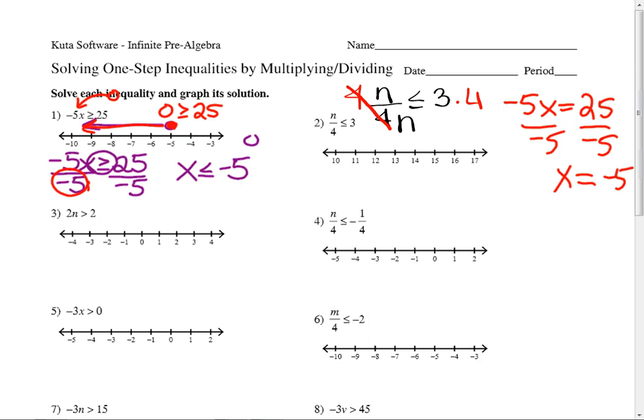Let's find the boundary: equals 12. Do I get to fill it in? Is that a filled in circle? It's less than or equal to? Yes. So at 12, I'm going to fill it in. And then, Gabe, you know what I'm going to do? I'm just going to try 0. 0 is over here to the left. Is 0 divided by 4 smaller or equal to 3?